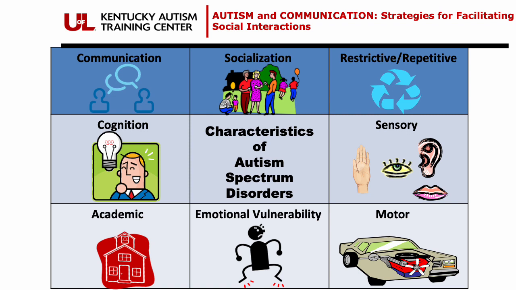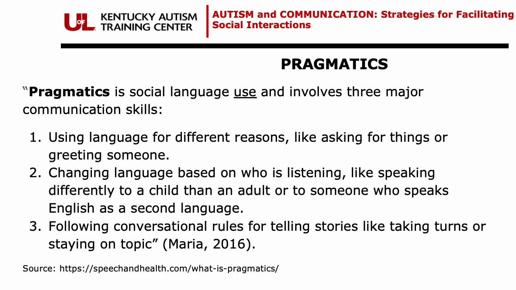Overall, autism can impact many areas of a person's life. We've touched upon the diagnosis of autism and some examples of autism, and we've noted the possible impact to communication and especially socialization. Let's look at the part of social communication and interactions specifically known as pragmatics.